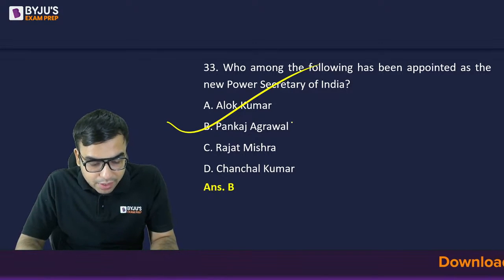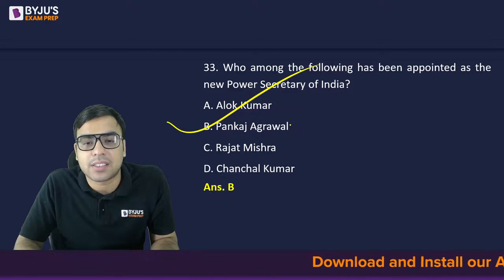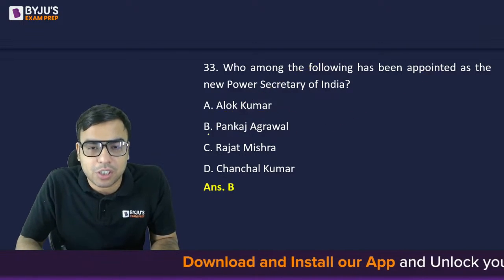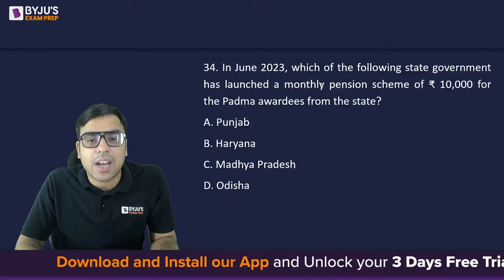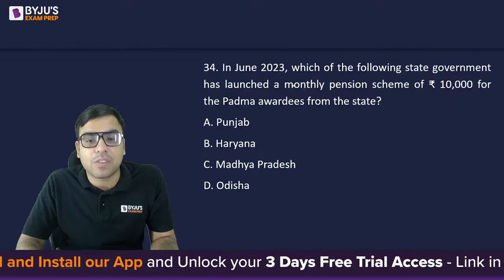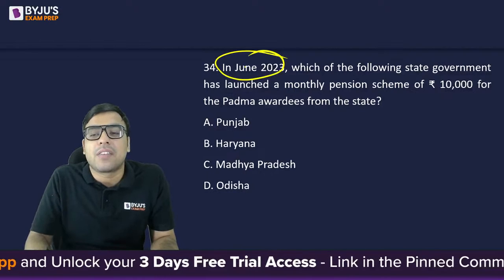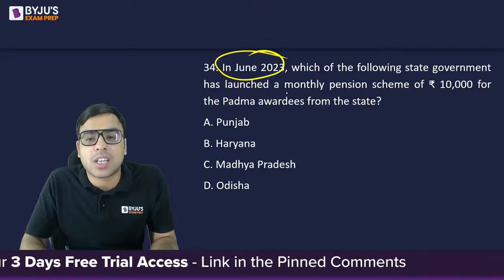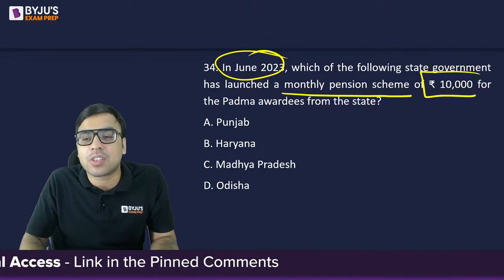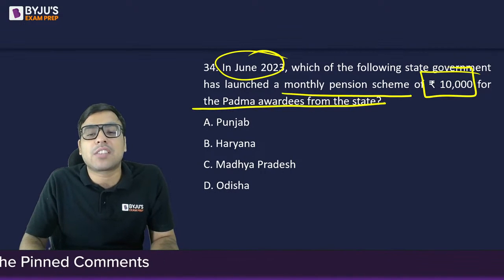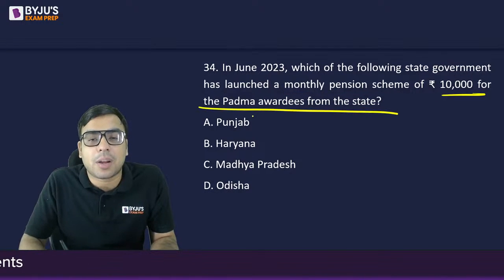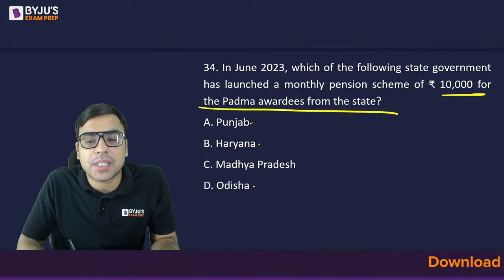Yes, Lipsa Patnaik, you all are right. Priya Chavan, B is the right answer to this question. ठीक है, so you should be knowing it. Okay, the next one is question number 34, which says in June 2023, which of the following state governments has launched a monthly pension scheme of 10,000 rupees for the Padma Awards from the state? Your options are Punjab, Haryana, Madhya Pradesh, Odisha.